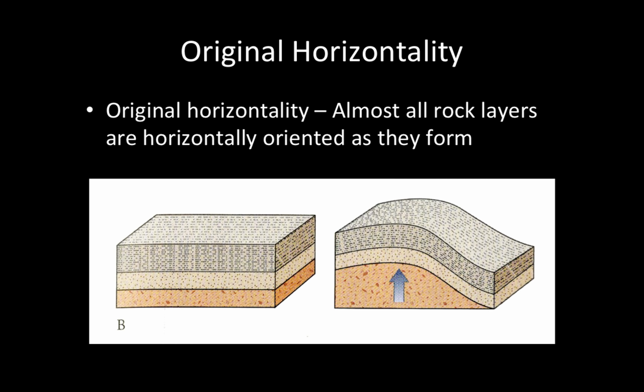Then we have original horizontality. All right, so what this means is when sediment from rocks is being laid down, like all those bits of sand, before it's compacted, it's laying down horizontally. If they are pushed up in weird angles and things like that, that happened after the rock was formed. So here we have on the left side the rocks that are originally horizontal, meaning they're laying flat. And then on the right, something has happened.